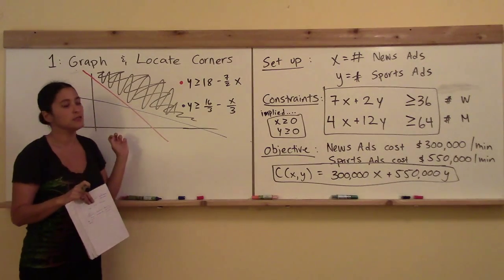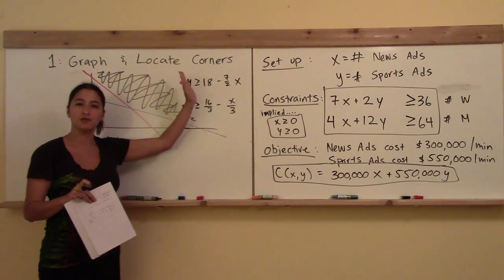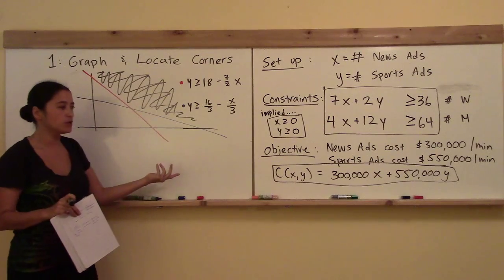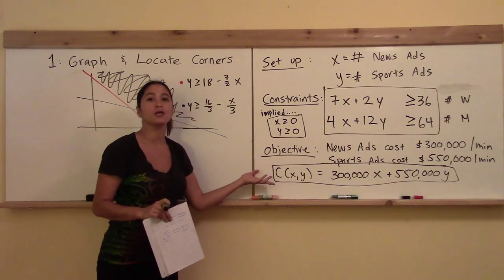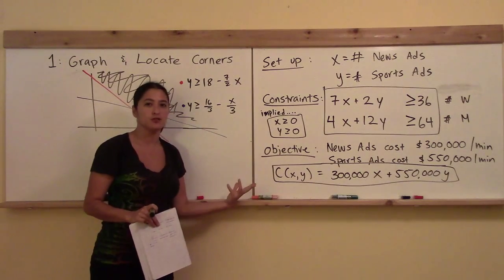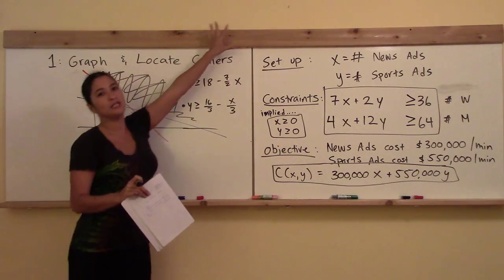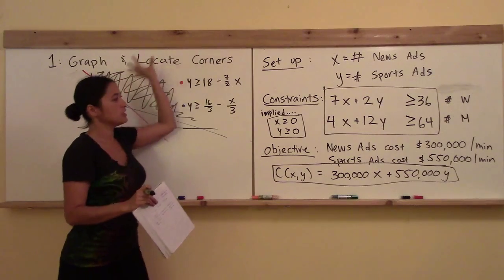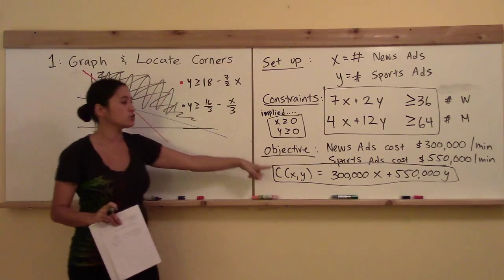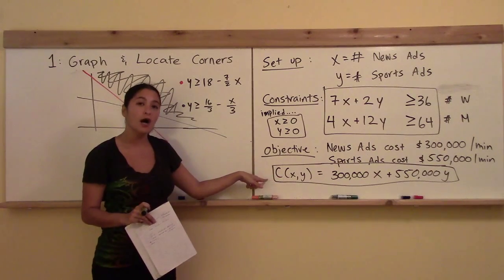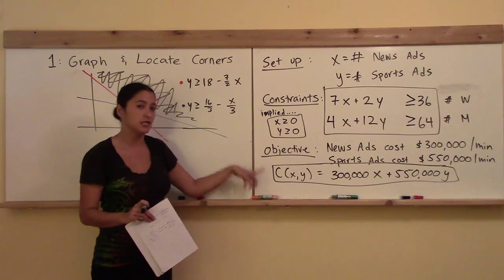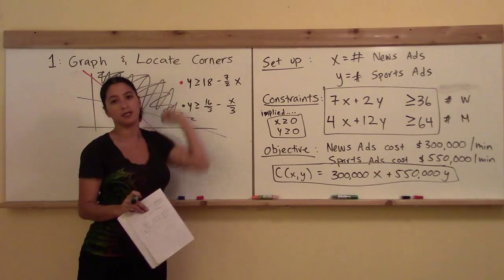Actually, because this is an unbounded region, you can see that the maximum value of c, by common sense, will increase the more and more ads you run. If you go crazy and run a ton of both types of ads, of course your cost is going to go through the roof. So you do not have a maximum value for c because your region is unbounded.